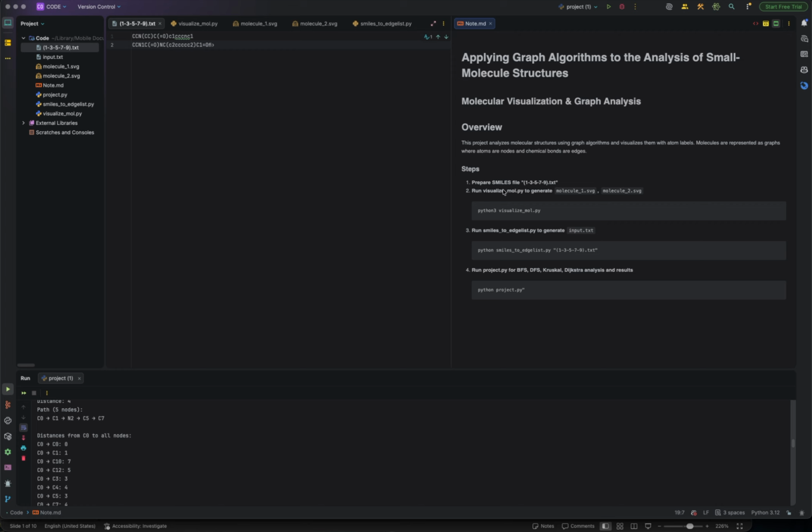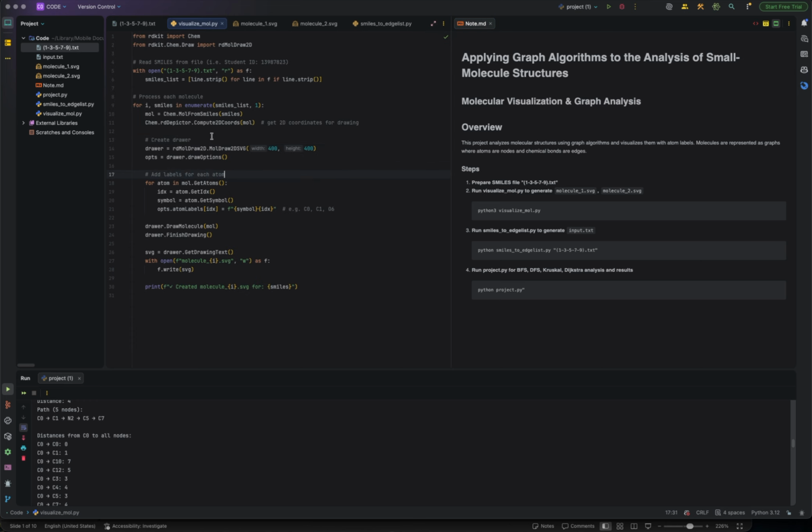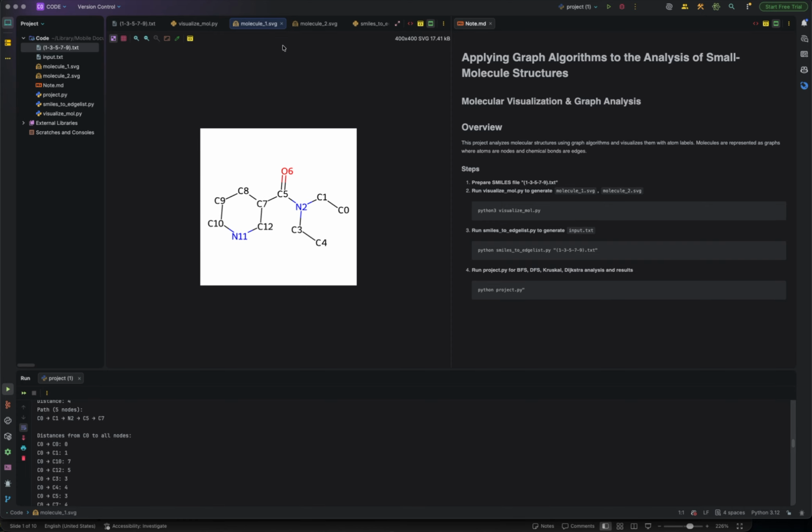Next, I'm using visualize_molecules.py to plot the structure of the two different molecules. When I run this Python script, I get these two molecules, the first one and the second one here.